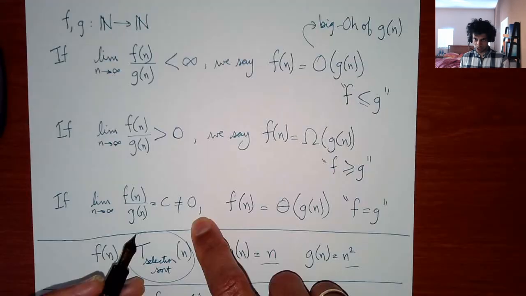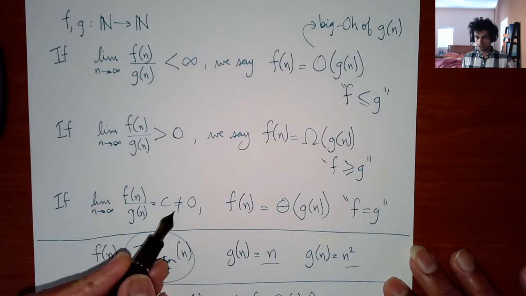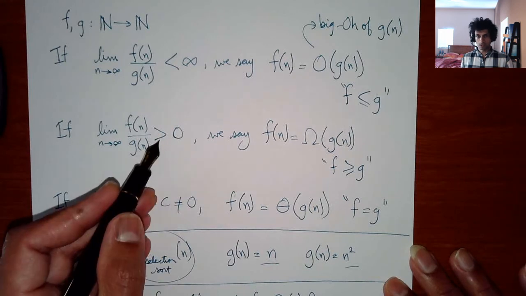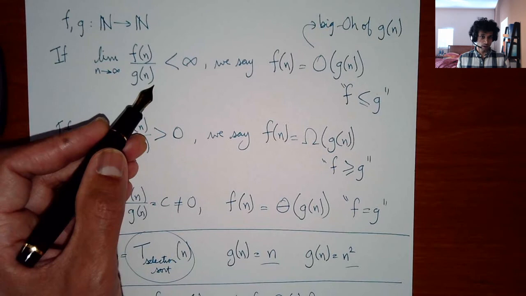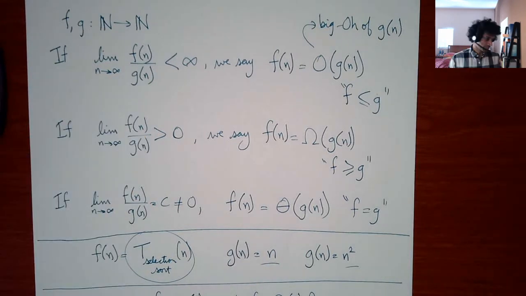Because it says if the limit exists and the limit is a constant, that means it's greater than 0, and the limit is obviously less than infinity because it's a constant. So this can happen.